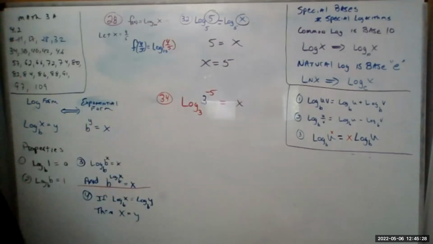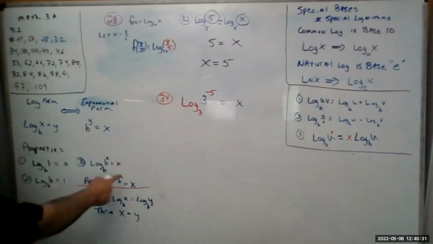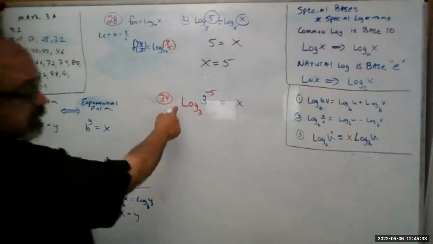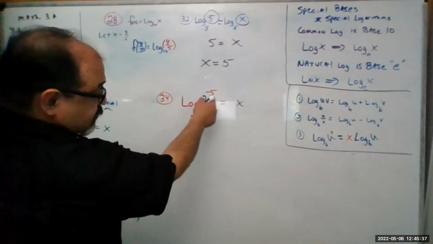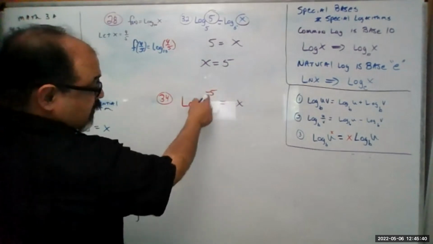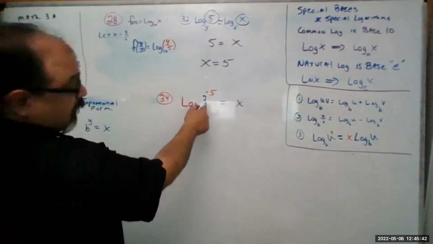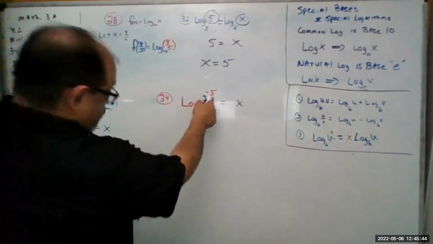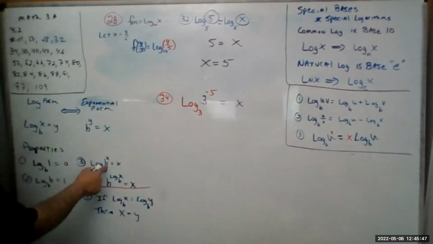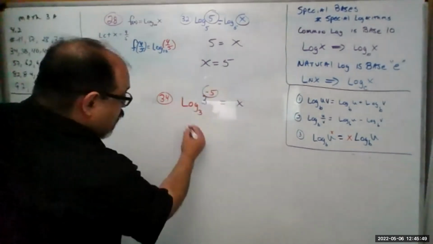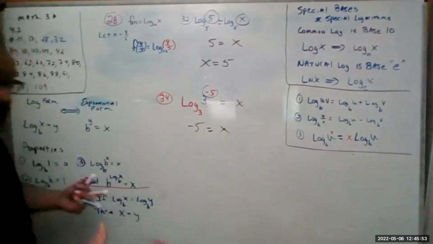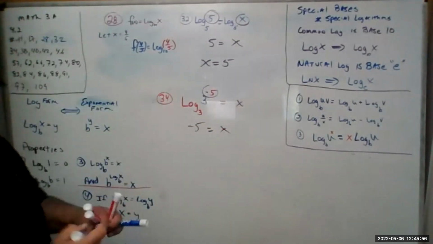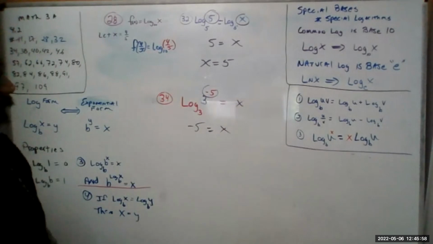Number 34. Property number 3. This is a log base 3, and inside you have an exponent base 3. Because the bases are the same, log base 3 undoes 3 to the negative 5. Log base b of b to the x is just this power on this side, negative 5. So negative 5 equals that x. That's all you do. Know your properties. It's quicker that way.